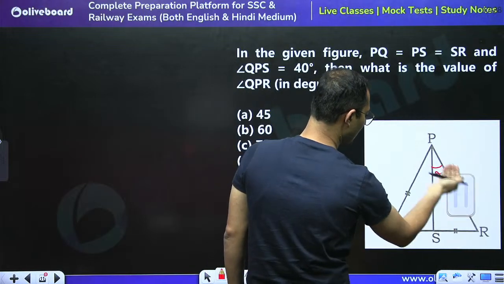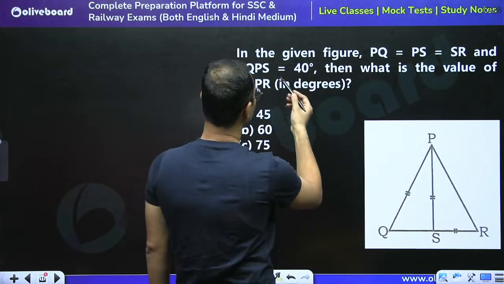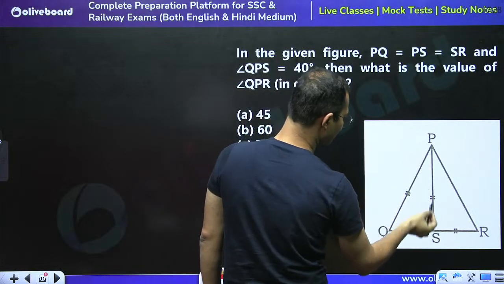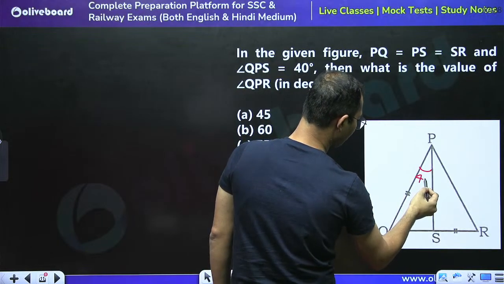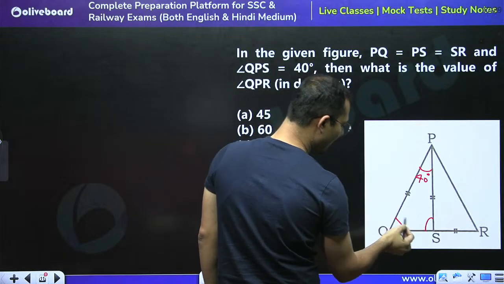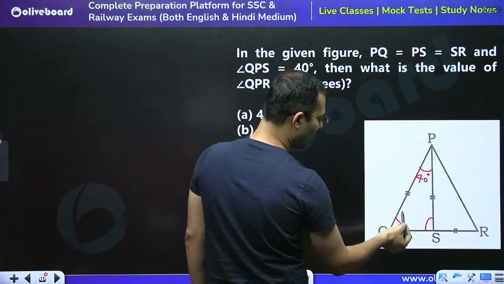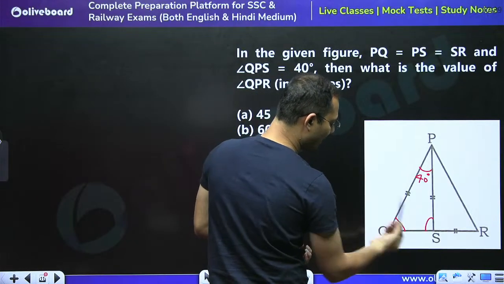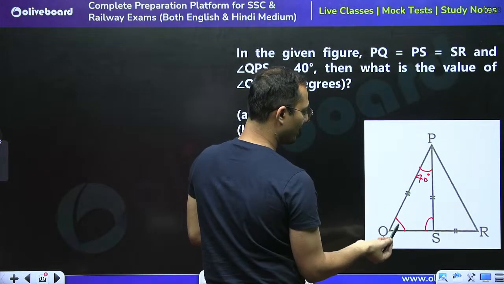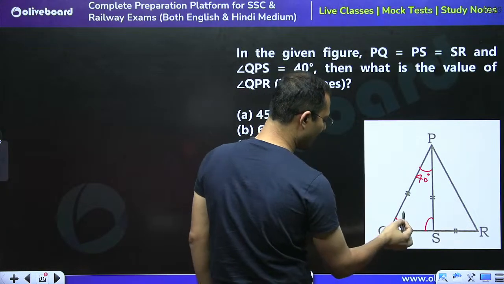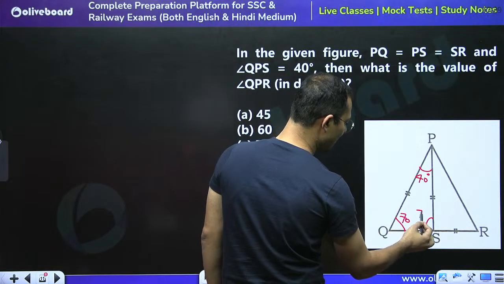We know this property. The question is saying QPS is equal to 40 degrees. So the remaining angles are equal, and the sum of all three angles is going to be 180 degrees. So angle Q plus angle S is 180 minus 40, which is 140. 140 divided by 2, so we can say 70 and 70.